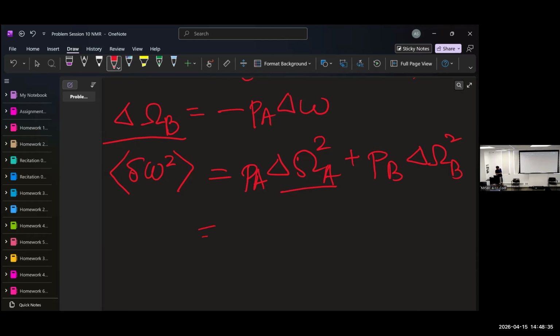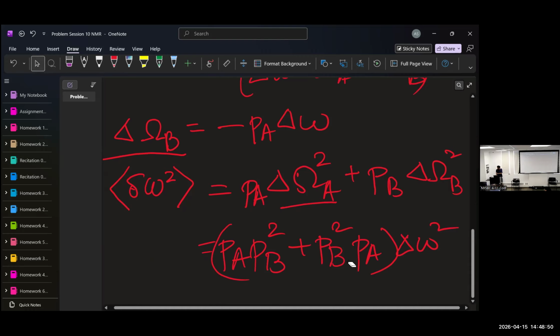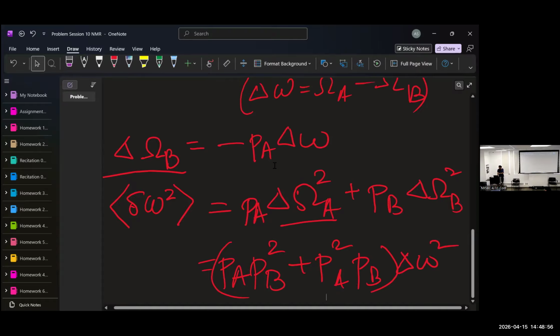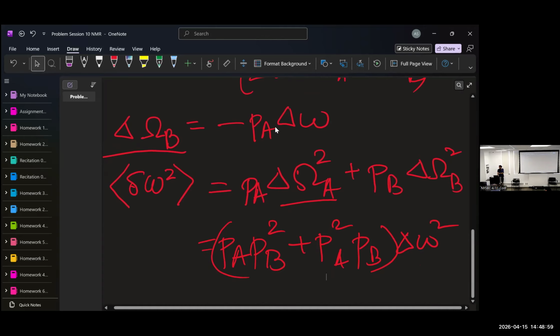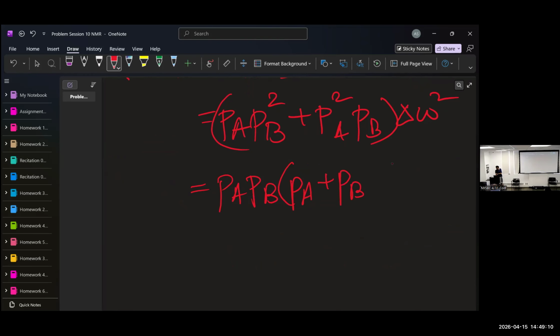What does that mean? For the first term, I get PA times PB squared. For the second term, I get PB times PA squared. So can I take out the common factor? Yes. And that bracket is 1.